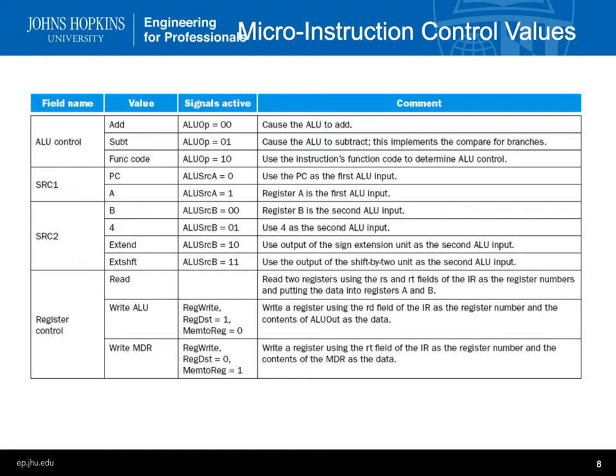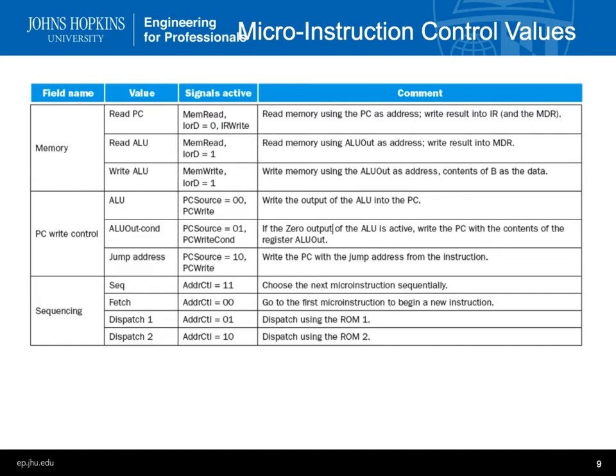Register control, are we reading 2 registers? Are we writing back? Like if I was an R type, are we writing back, or are we writing from memory? Are we doing something with the memory? Reading a program counter. So that's just, are we reading an instruction? So that would be the fetch. So there's this control signal called I or D, so that's instruction or data. Are we reading data from memory? Are we writing data to memory?